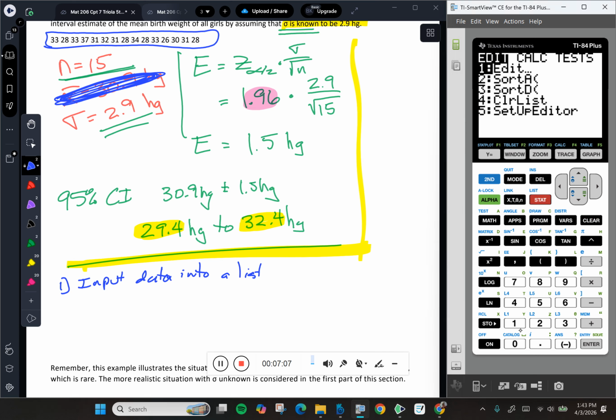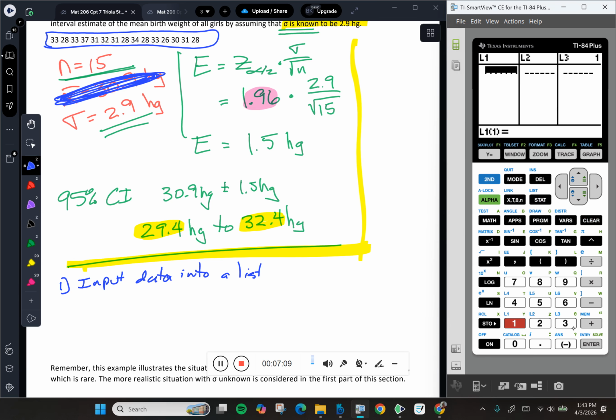Just like we did before when we wanted to run those one variable stats, I'm going to go to stat, I'm going to go to edit, I'm going to put that data in. So it's 33. I'm going to pause. I'll come back when it's okay. So I got all the data put in to the list.